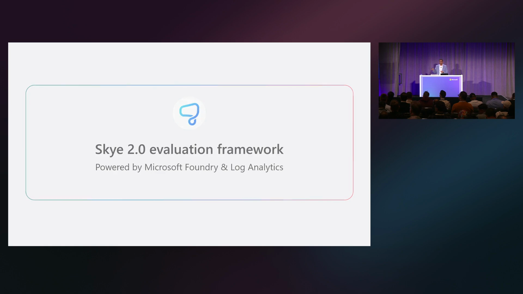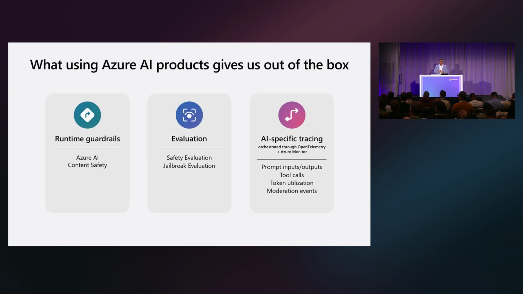So let's talk a little bit more about what we are using and getting out of the box from Azure. We think about them as three parts. The first is runtime guardrails. Second is evaluations such as safety and jailbreak. And then AI-specific tracing.